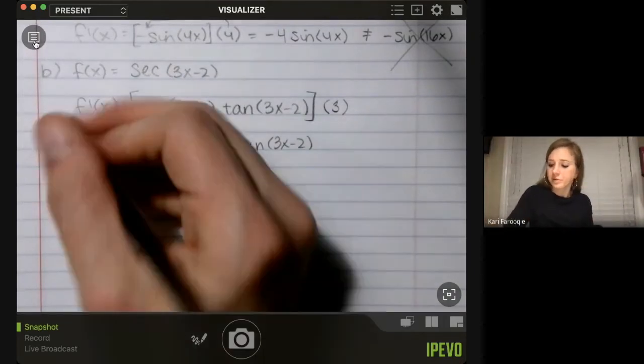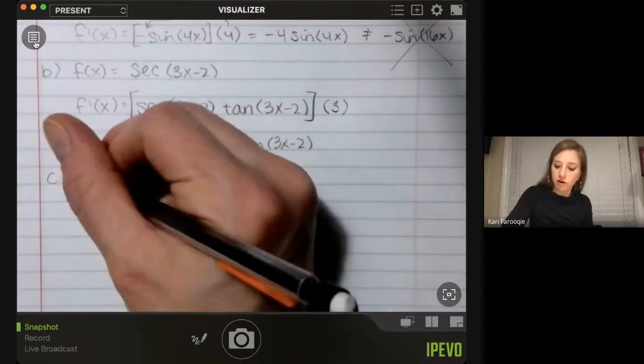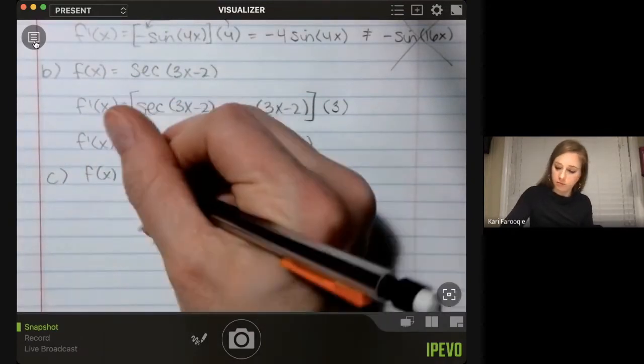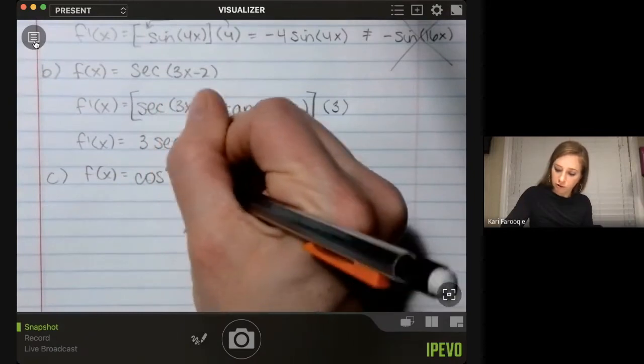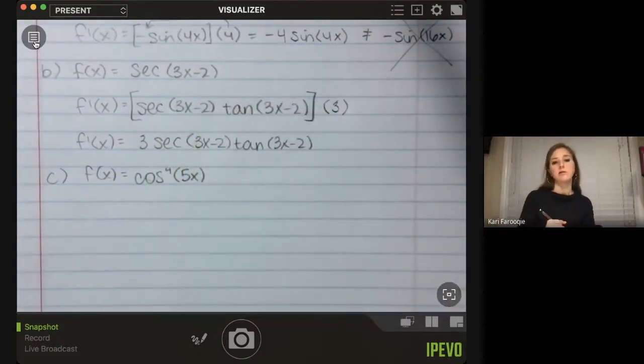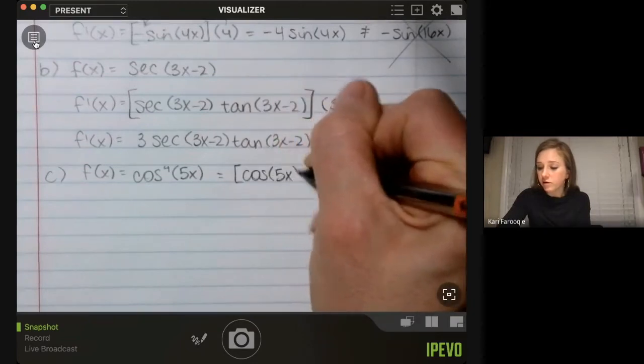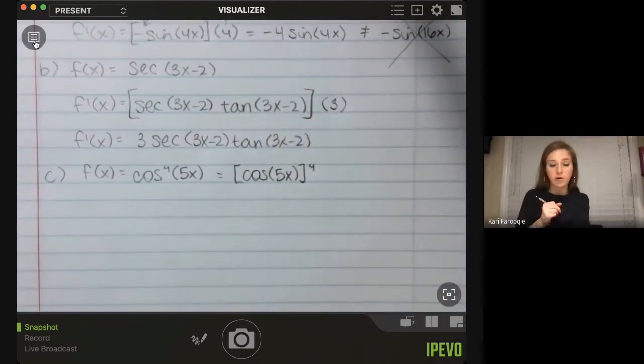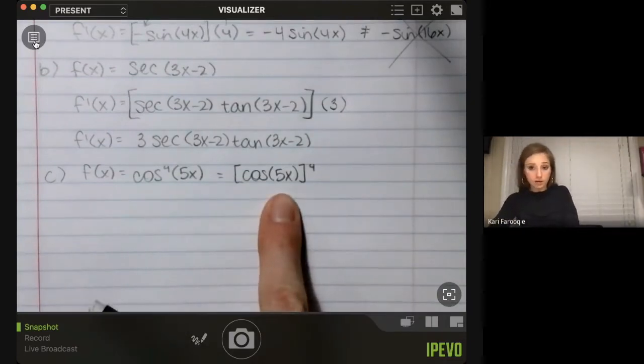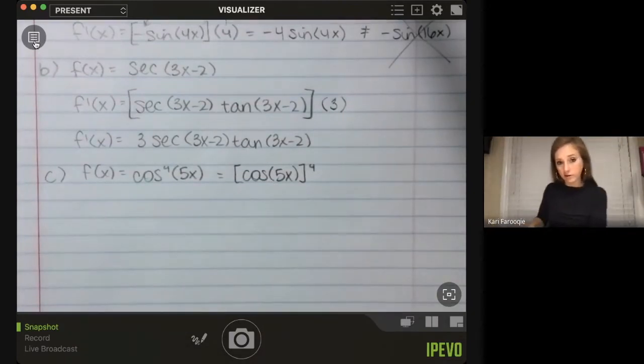Okay. So this one will be the cosine to the 4th power of 5x. Now, I always recommend that you rewrite these functions where you have a trig function to a power. What this really is, is the cosine of 5x quantity to the 4th power. If you don't rewrite it, it's going to be hard to see your inside function.